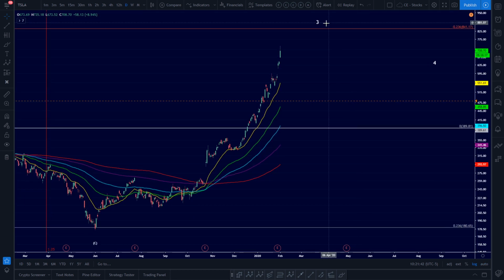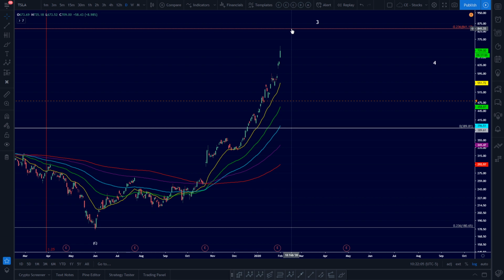But for a wave 3, it would be perfect for this to come all the way up to $850. I think it's possible for that to happen. And no, I'm not buying Tesla here because this is too unsustainable. And when it does pull back, it's likely going to be pretty significant.